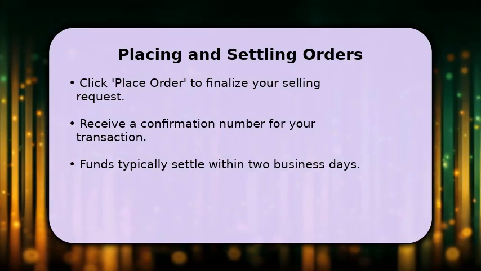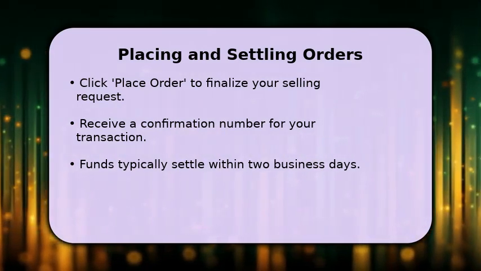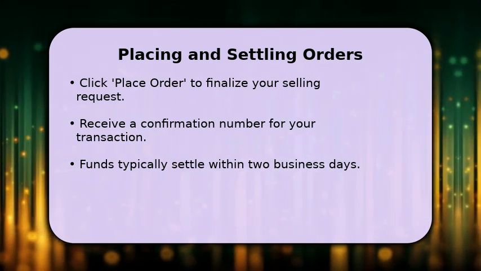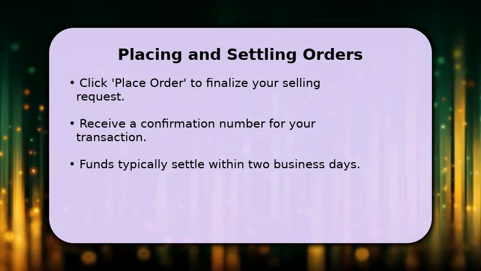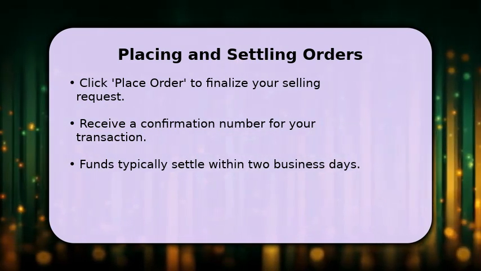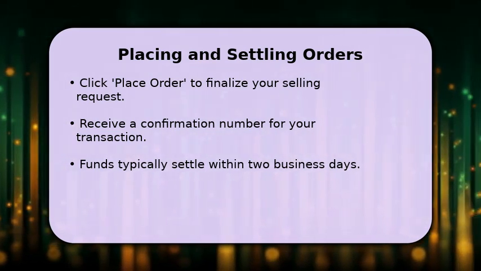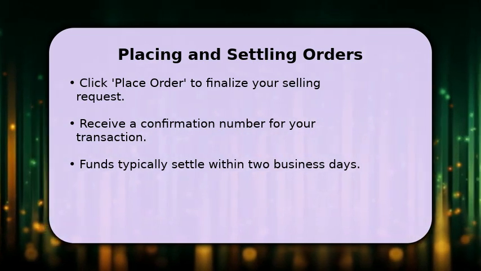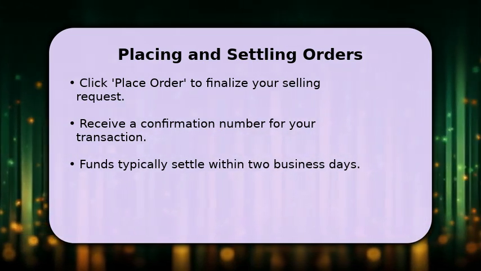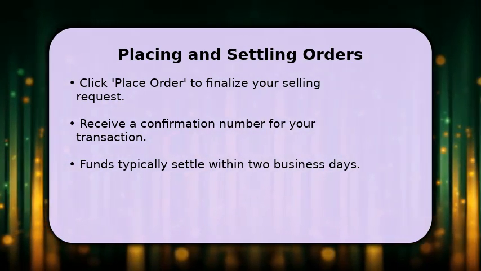Once you are confident that all details are correct, click the Place Order button to submit your selling request. You will then receive a confirmation number, which is important for your records. After placing the order, the funds from your sale typically settle within 2 business days. It's a good practice to monitor your Charles Schwab account to see the updated cash balance reflecting your successful share sale. Congratulations on completing your transaction.